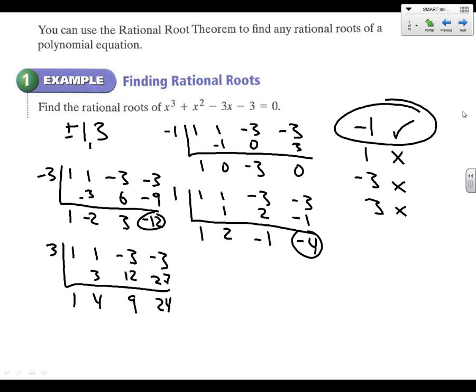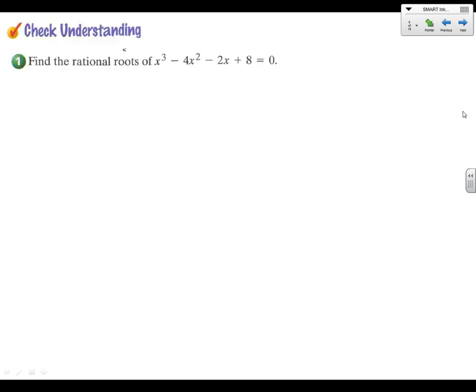All right, so the rational root is negative 1, and we can write that as x plus 1 if we were writing it as a factor. All right, so you're up. See if you can figure out the rational roots of x cubed minus 4x squared minus 2x plus 8.